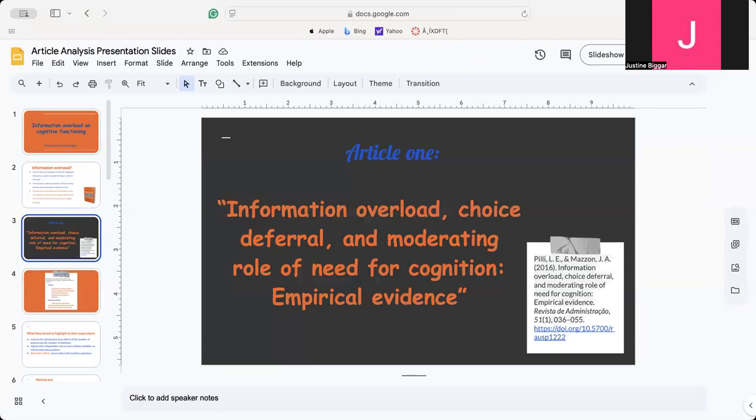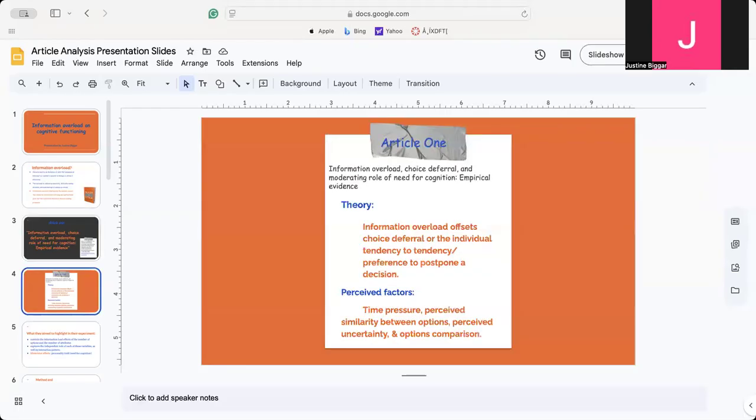Article 1 is "Information Overload, Choice Deferral, and the Moderating Role of Need for Cognition: Empirical Evidence" by Pilley et al. In this article, they analyzed their theory that information overload offsets choice deferral, or the individual tendency or preference to postpone a decision.